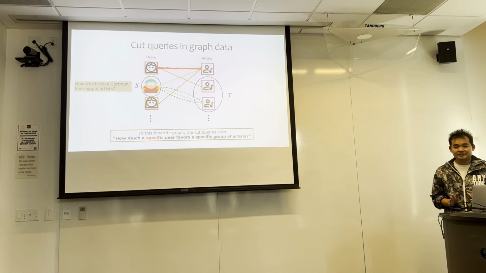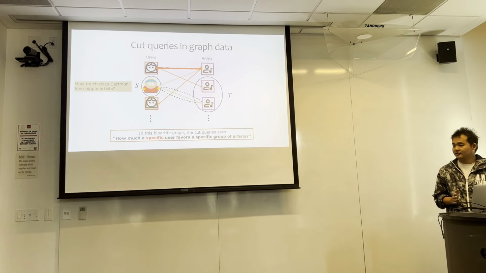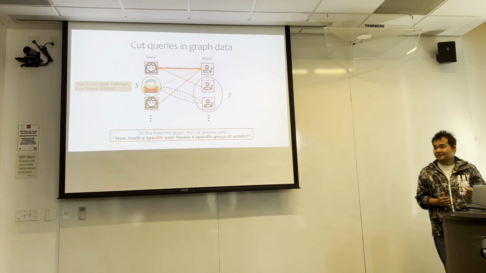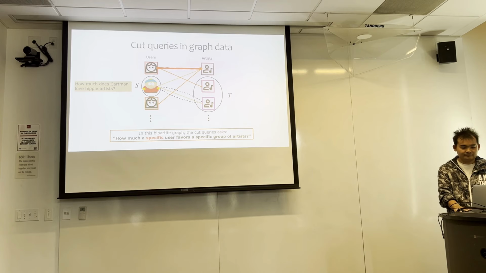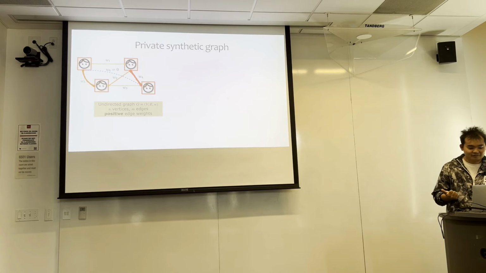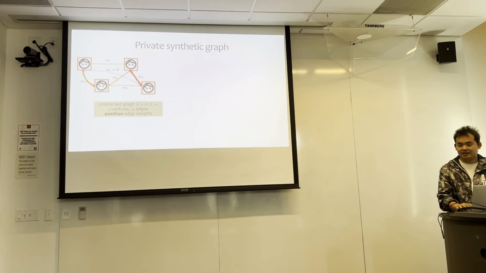Okay, so in many real applications, the property for these graphs that usually draws critical concern is the cut. For example, a data analyst might be interested in how much a specific user favors a specific kind of artist. That can be equivalently considered as asking the size of some given ST cut in the graph. And this information is naturally sensitive. Okay, so from now on, we consider undirected graphs on n vertices with m edges and always positive weights.